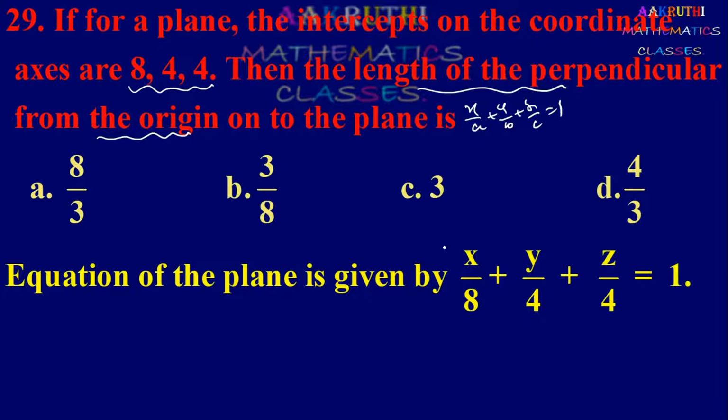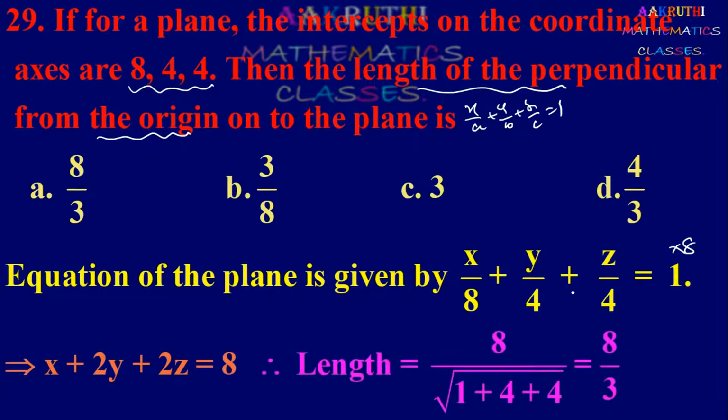Therefore the equation of the plane is x by 8 plus y by 4 plus z by 4 equal to 1. Then we multiply all this by 8. We get x plus 2y plus 2z equal to 8. Then directly we can apply the formula. The distance of the plane from the origin is d divided by root of a square plus b square plus c square, where a, b, c are direction ratios.